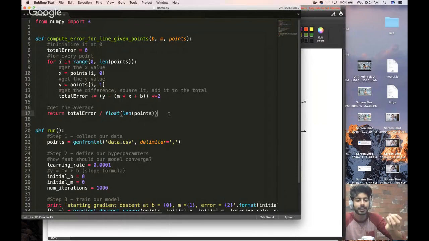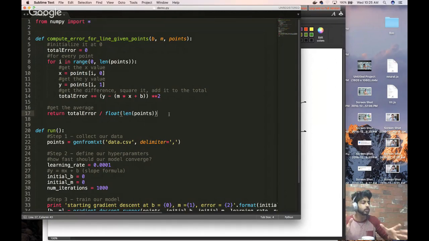We're calculating that because we want something to minimize every time we redraw our line. We want to minimize this error because this error is basically a signal. It's a compass for us. It's telling us, this is how bad your line is. You need to get better. You need to make me smaller. I'm really big right now. Make me smaller. And that's what gradient descent does.